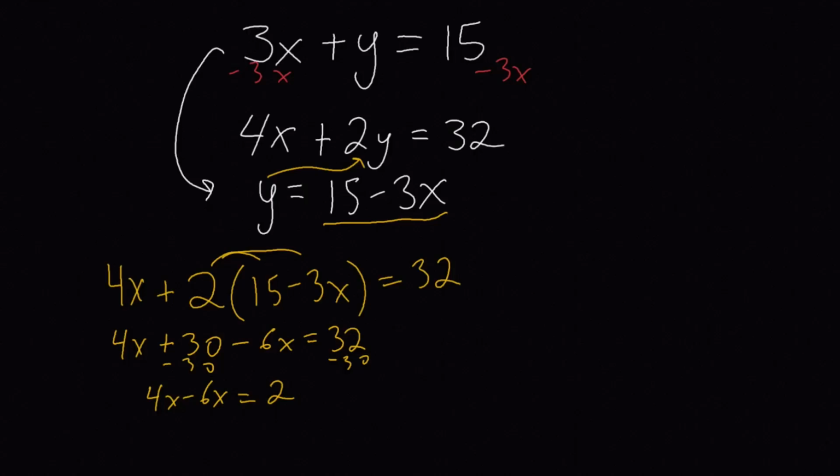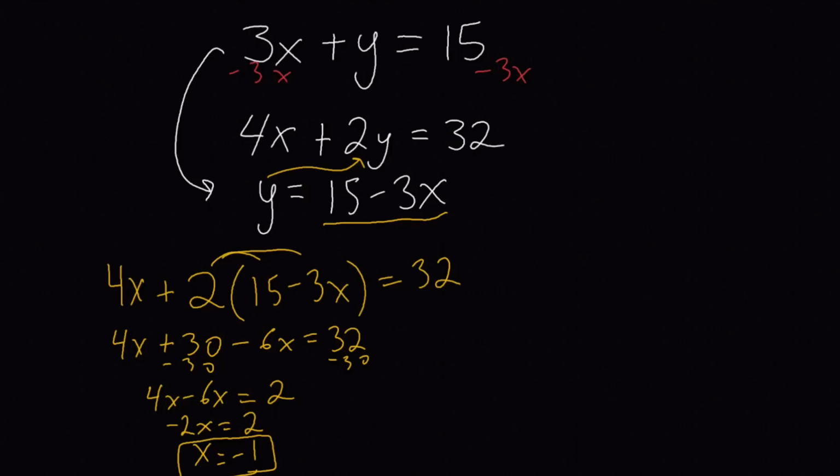I'm going to combine my x's. We have 4 minus 6 is negative 2. And then divide by negative 2 gives me x is equal to negative 1. So there's one of my two variables. I now need to find the y.